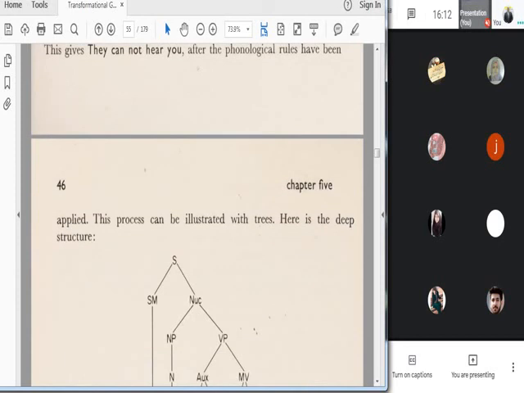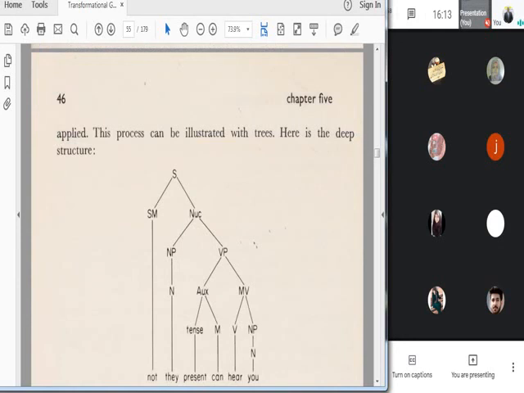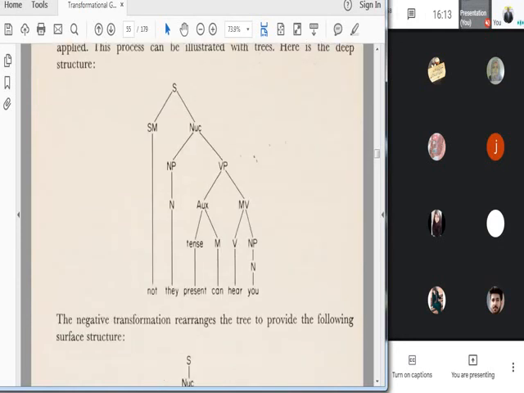Of course, the final element, as we said before in chapter 4, we talked about 3 elements. The final one is the phonological element. This process can be illustrated with the trees. It is the deep structure. But here we are required to draw 2 kinds of structures.